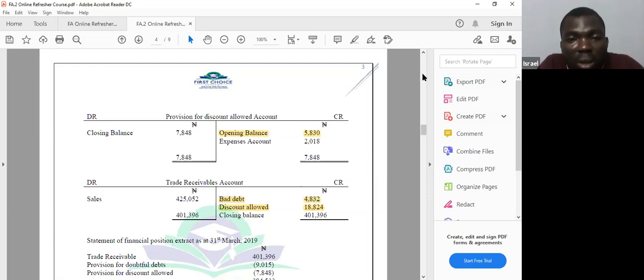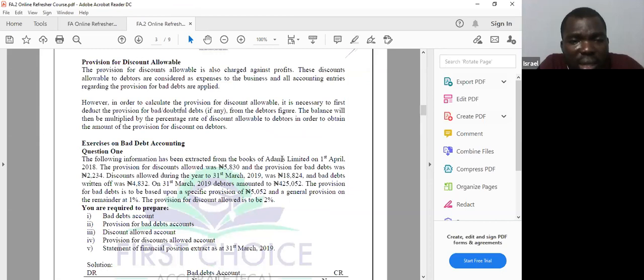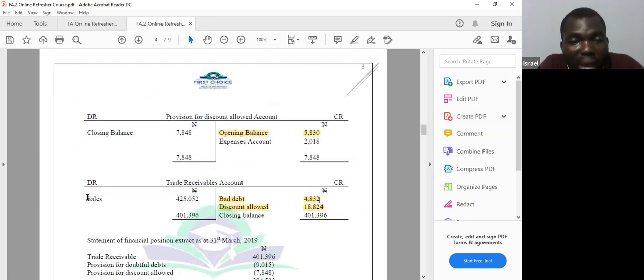Let's move on. So the next one says that on 31st March 2019, debtors amount to 425,052. So we have it here. So for sales, we go to sales. We are not required to prepare a sales account, so we are not going to open a sales account. So you debit trade receivables account and credit sales account for that sales on credit, okay?